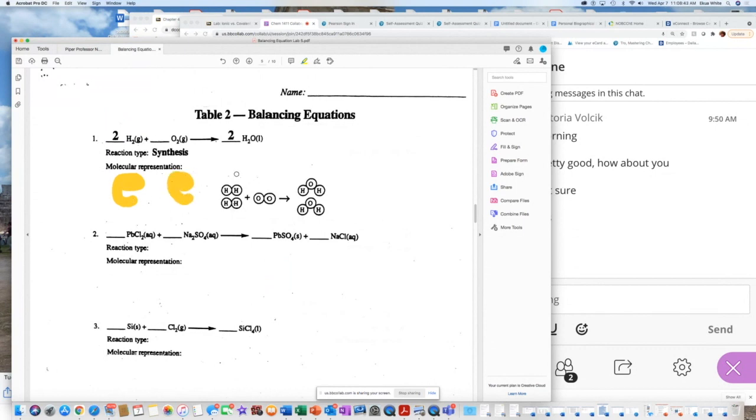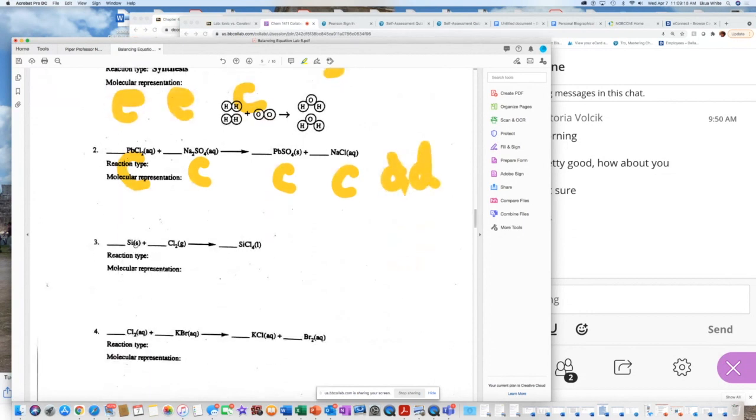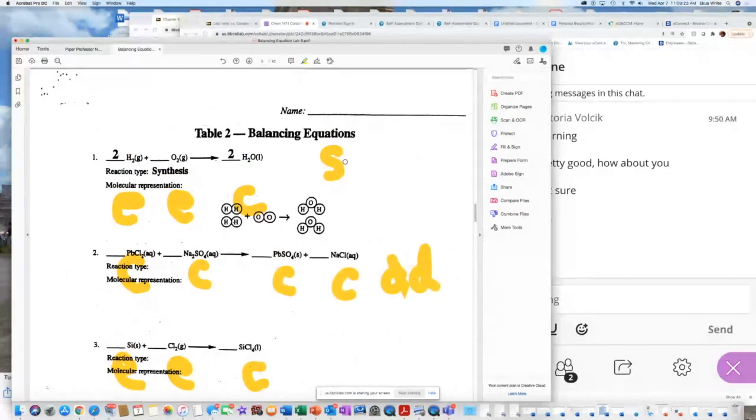Element, element, compound. So this is going to be synthesis. These are two different elements. So this is going to be compound. Three different elements. Remember, minimum is two and up. Compound. Three different elements, compound. Two different elements, compound. When you have compound, compound forming compound, compound, double displacement, right? I have to write in such a way that they will allow me to write. Okay, double displacement. Okay, this is element, element, compound, right? So EEC, synthesis.